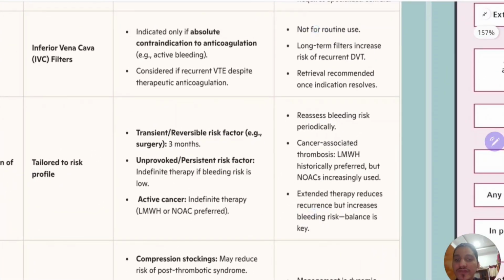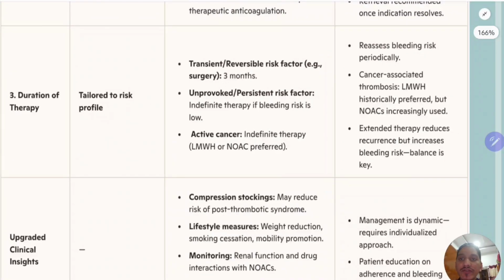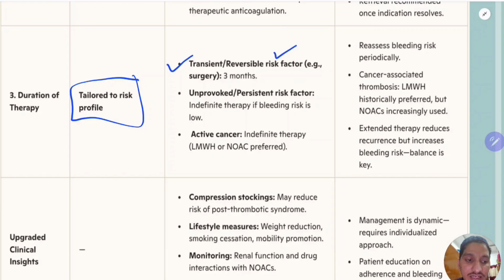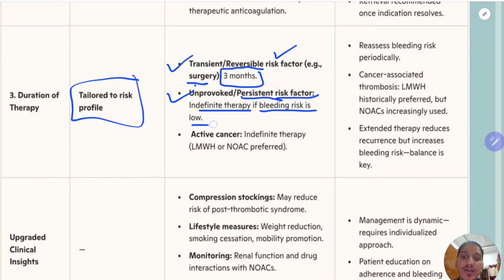Now, what is the duration of therapy? Till what time will you give that? This is tailored to the risk of the patient. If the risk factor is transient or reversible, for example surgery, then the usual duration is 3 months. For unprovoked or persistent risk factor, indefinite therapy is given if bleeding risk is low.